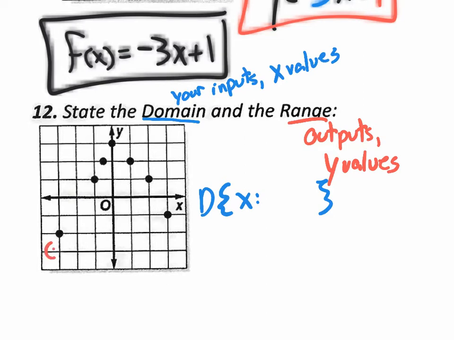This one is -4, comma, -2. This one right here is -1, comma, +1. This one right here is -0.5, comma, 2. And this one right here is 1, comma, 2. This one right here is 2, comma, 1. And this one over here is 3, comma, -1.